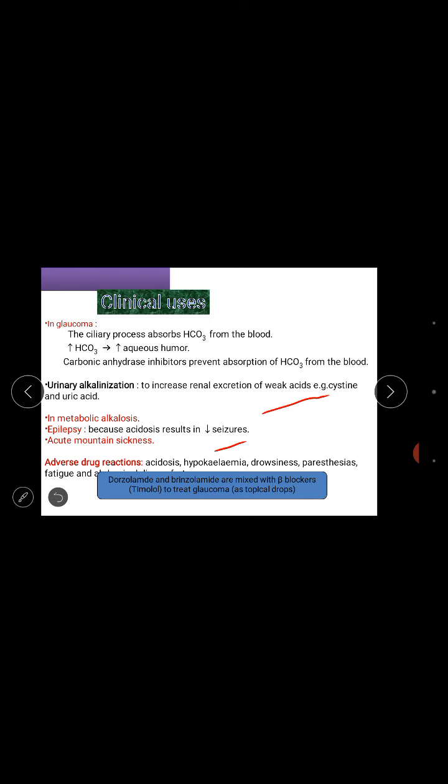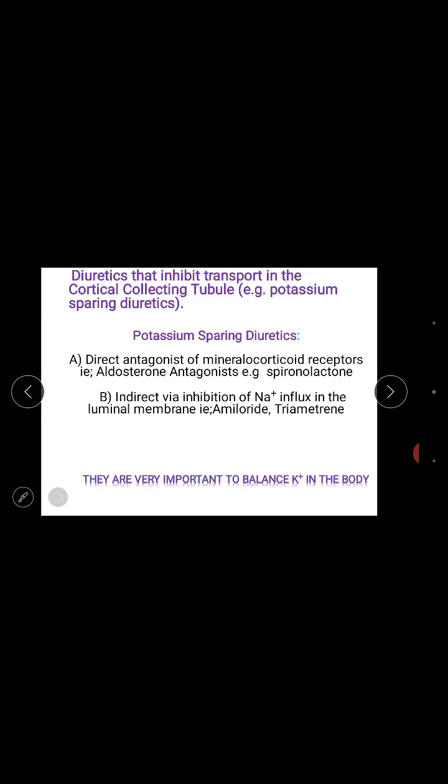Adverse drug reactions: acidosis, hypokalemia, drowsiness, paresthesia, numbness, fatigue, and all those. To treat glaucoma, we use dorzolamide and brinzolamide mixed with beta blockers as eye drops.